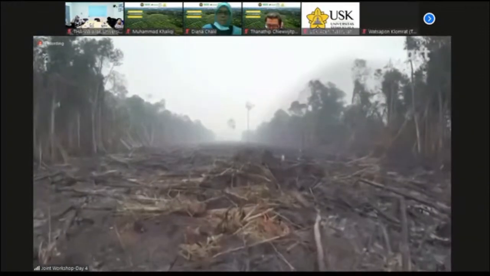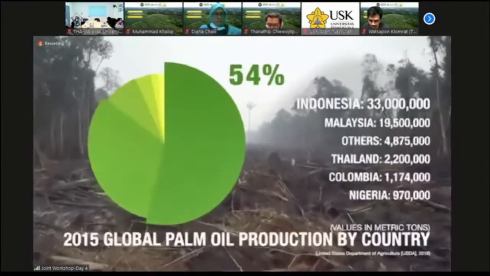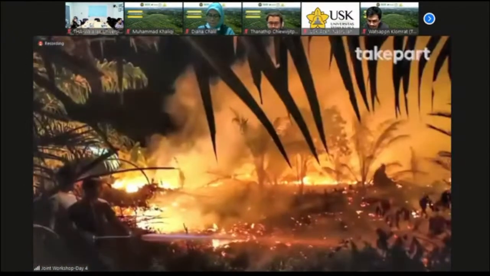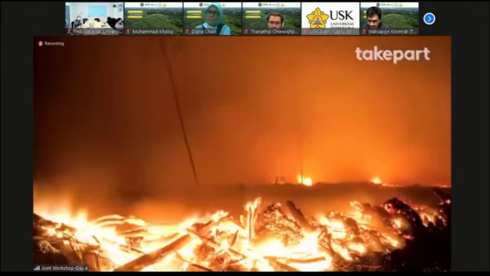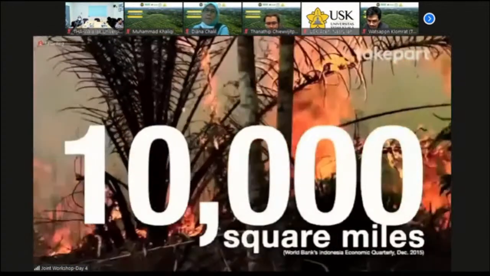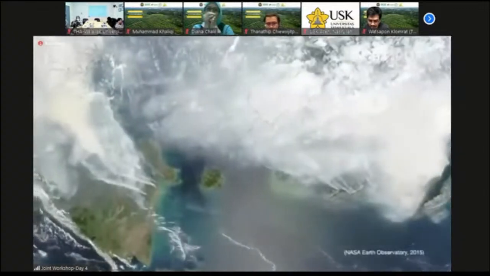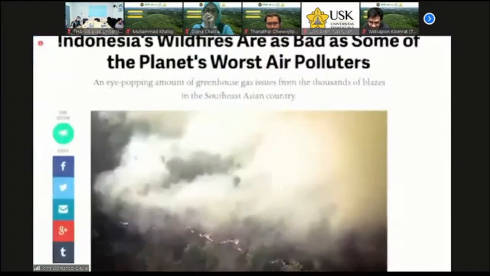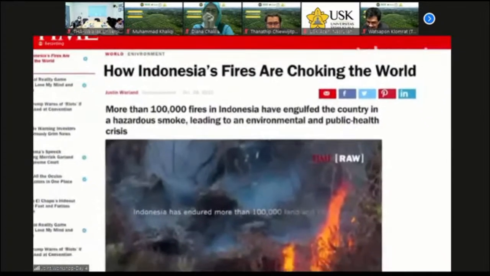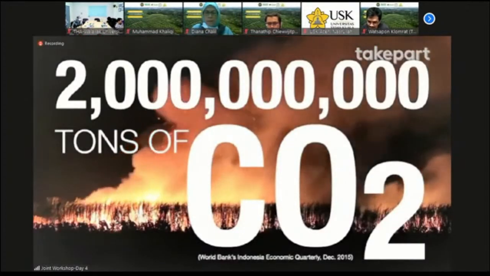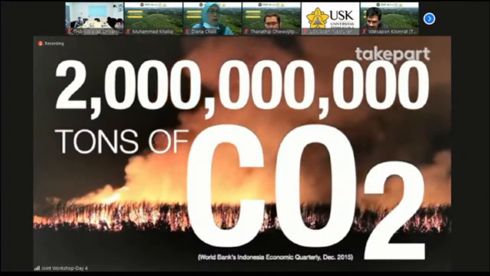Palm oil is one of the top 3 drivers of deforestation in Indonesia, a country that supplies more than half of global demand. Each year in Indonesia, fires are set to clear forested lands to make way for palm oil production. Just last year, over 10,000 square miles were torched, creating fires so big they could be seen from outer space. All of this unleashes massive amounts of carbon into the air. Fires in 2015 added more than 2 billion tons of carbon dioxide and other greenhouse gases into the atmosphere.